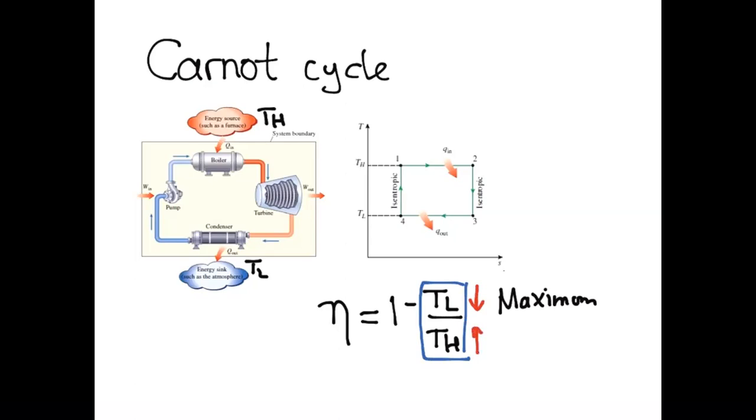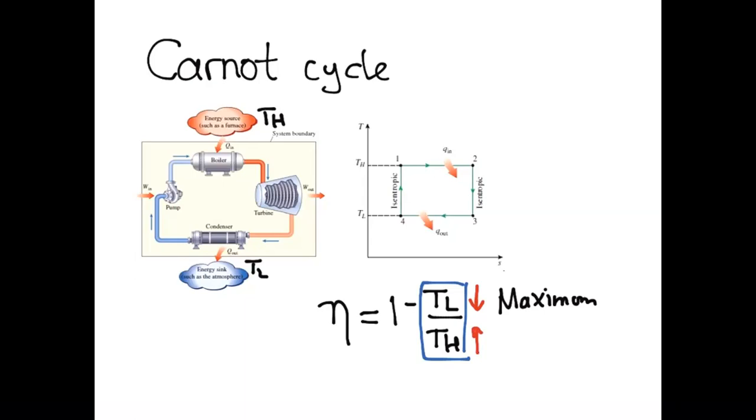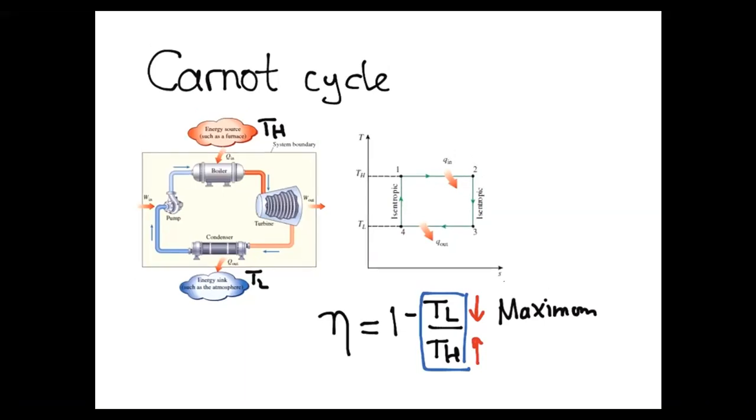Sorry, I said larger, but actually this TL over TH has to be lower, right? Lower, sorry. So by decreasing TL or increasing TH. So this is the Carnot cycle, and this will give us the maximum efficiency of a process.